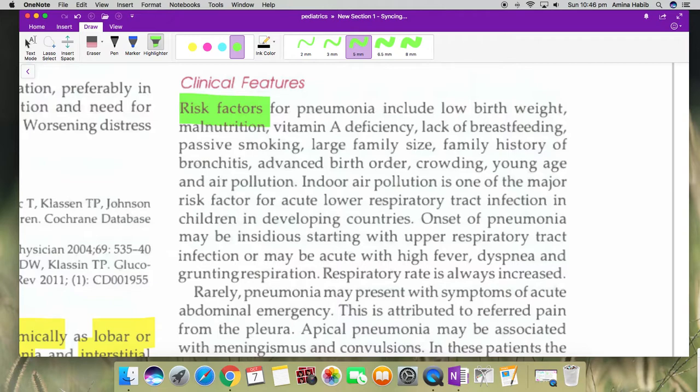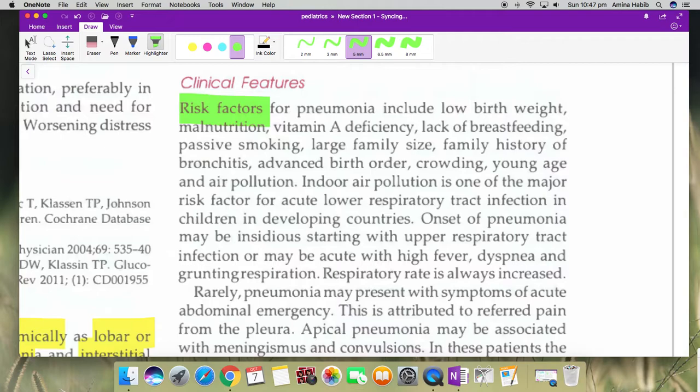What do you think about the onset of pneumonia? It's usually insidious in onset, starting first with some mild symptoms like upper respiratory tract infection. In certain cases, it's acute in onset, meaning it starts in a very short amount of time with a high grade fever, tachypnea, dyspnea, and grunting. So we can get insidious onset, and in a few cases it's acute also.